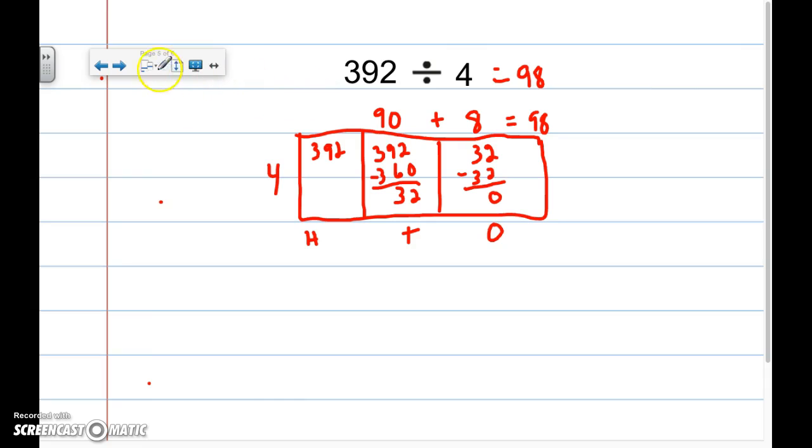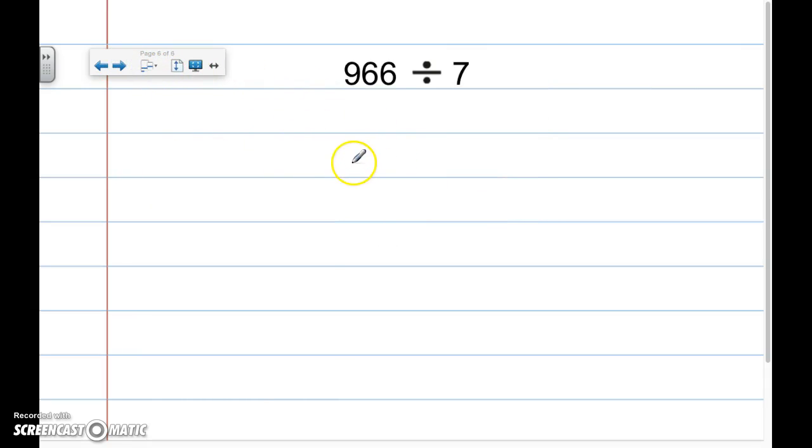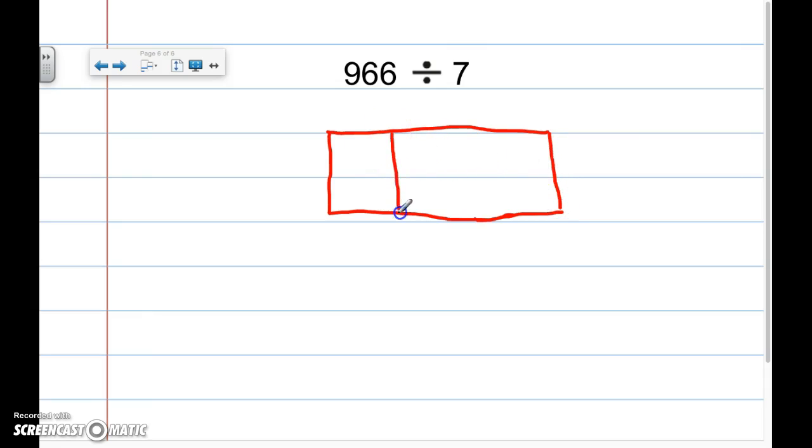Now I'm going to do this again. I have 966 divided by 7. So I'm going to draw my box again. I'm going to draw a box for the hundreds, and I'm going to draw a box for the tens and the ones. So this is hundreds, tens, ones. So I'm going to do 966, and 7's going to go here. So how many hundreds go into 966? Well, I know 7 times 100 is 700.